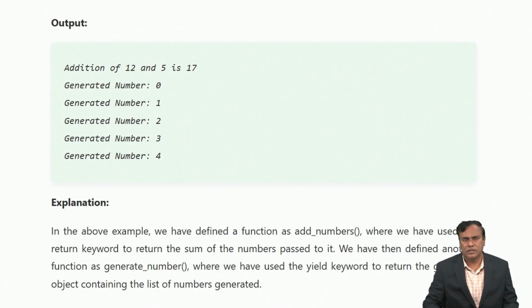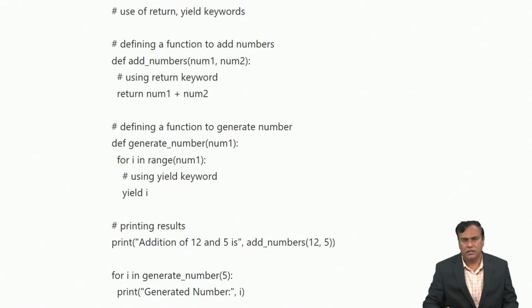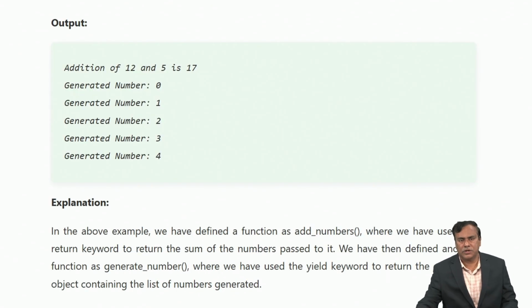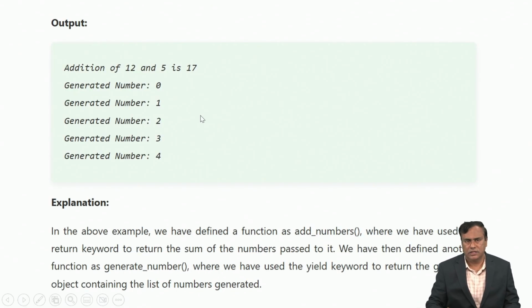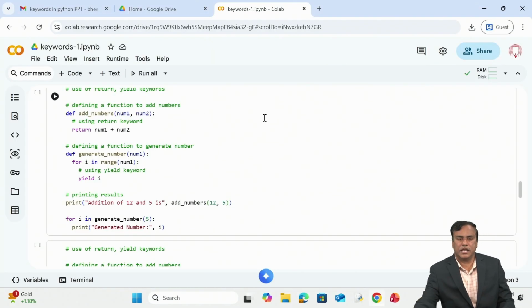So for i in range of num1, the values 0 to 4 are going to get printed. So now let us execute this code that I have discussed till now.